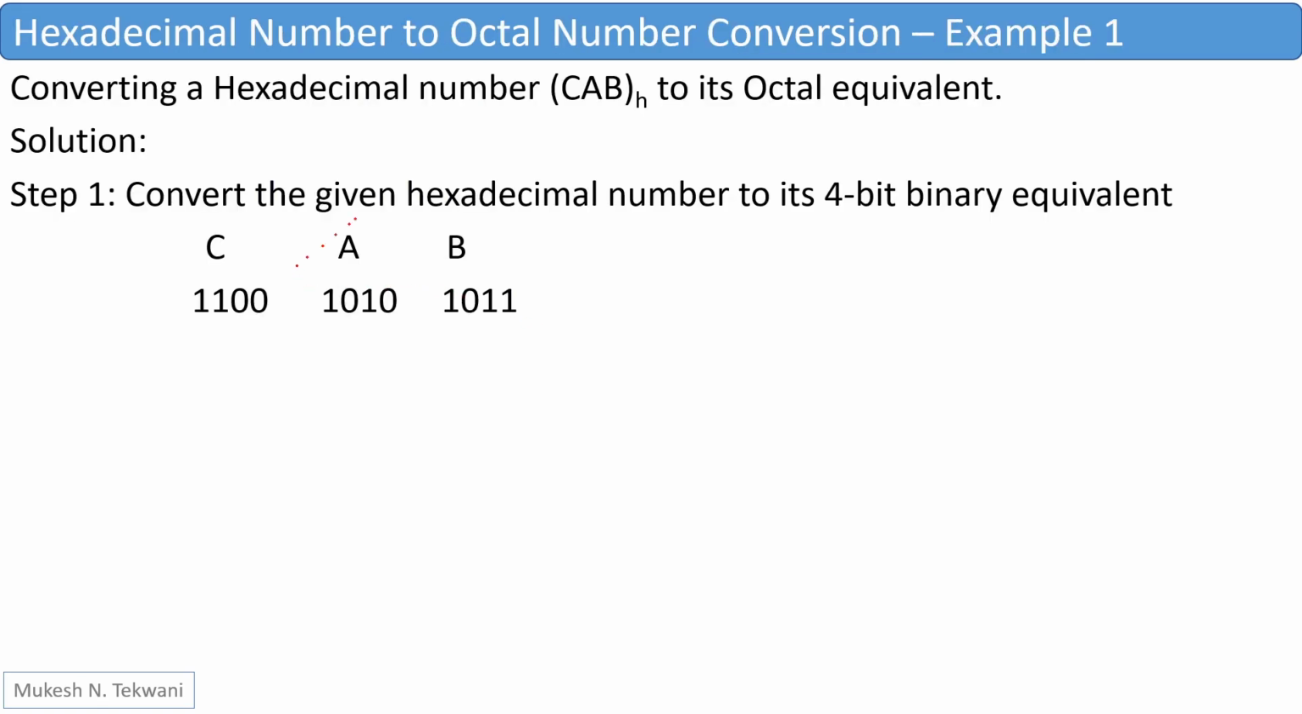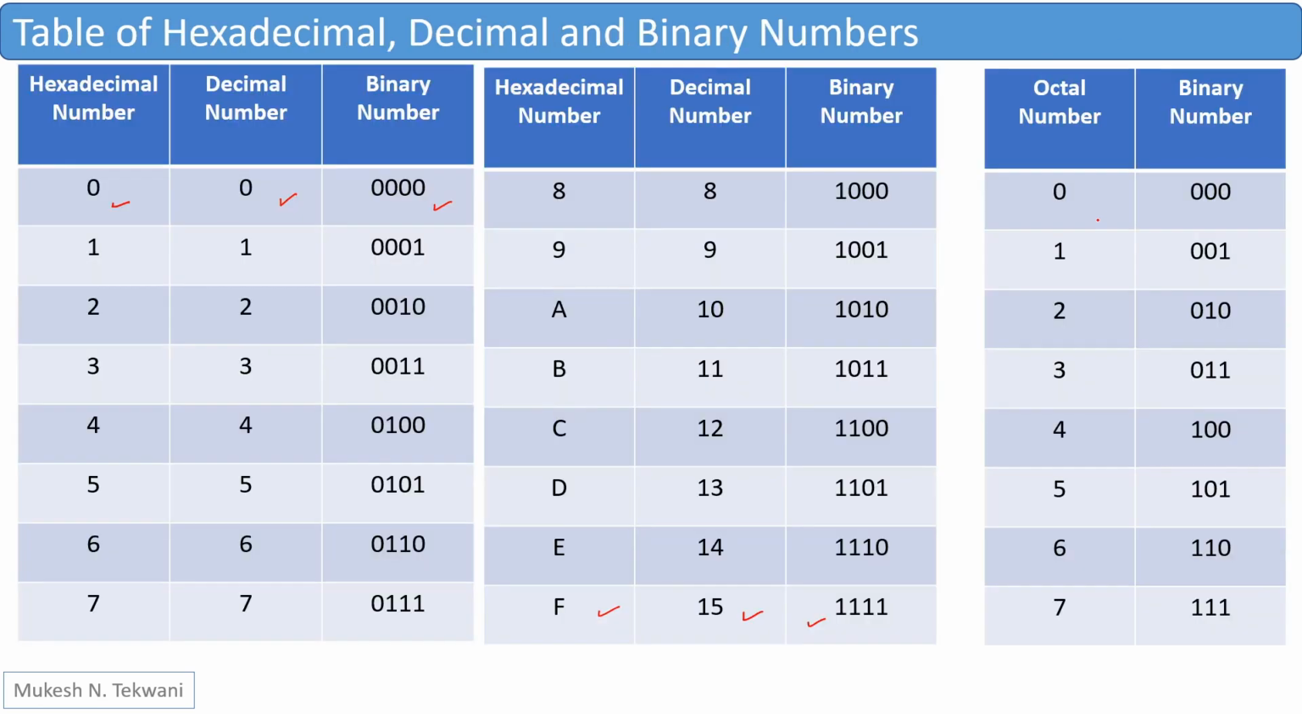In the first example, we are given a hexadecimal number CAB. This is in base 16, and we want to convert it into its octal equivalent. So the steps are as follows. In step 1, we will first convert the given hexadecimal number to its 4-bit binary equivalent. We saw in this table that every hexadecimal digit can be expressed in terms of 4 bits, and this is the logic we apply here.